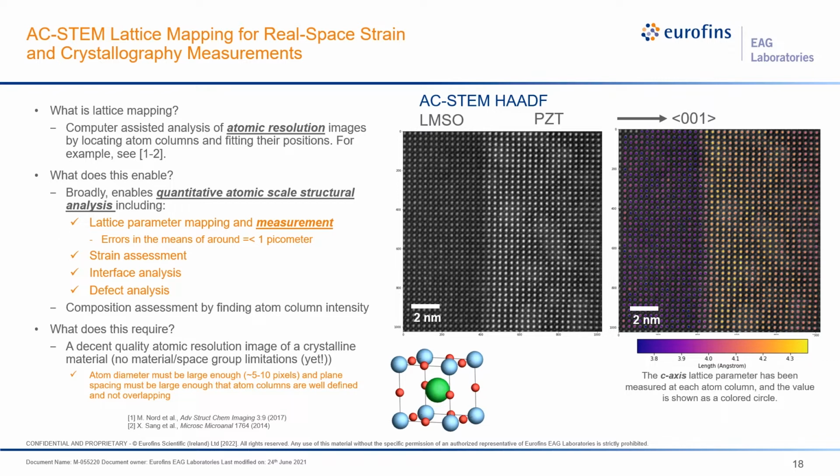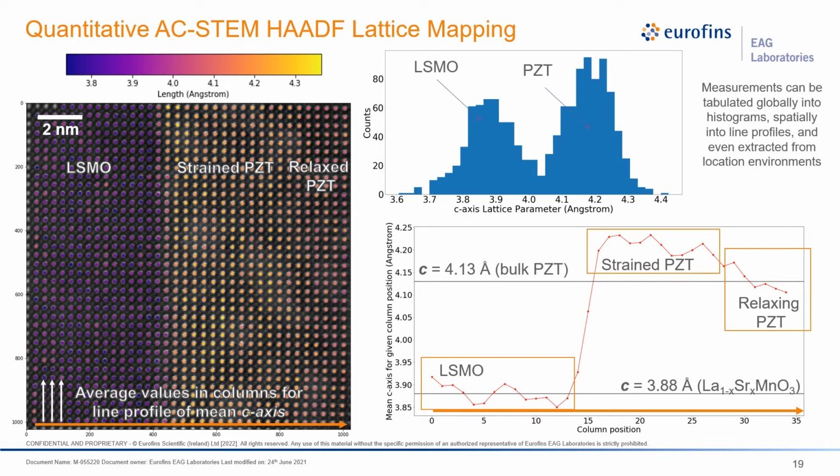So here you can see that there's quite a difference in the lattice parameter on the left-hand side, which is an LMSO layer, versus the PZT on the right. And we can use this structural information to assess things like strain very locally. We can quantify what's going on at this interface, look at different defects or phase changes within the sample, and have a nice way to quantitatively compare sample to sample.